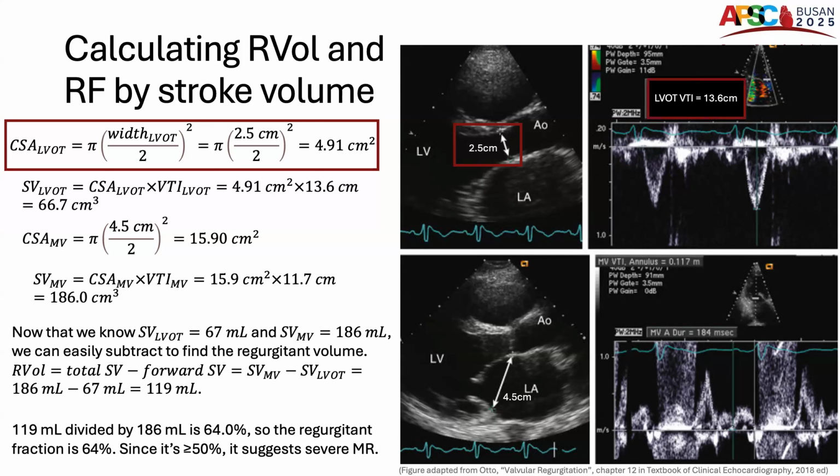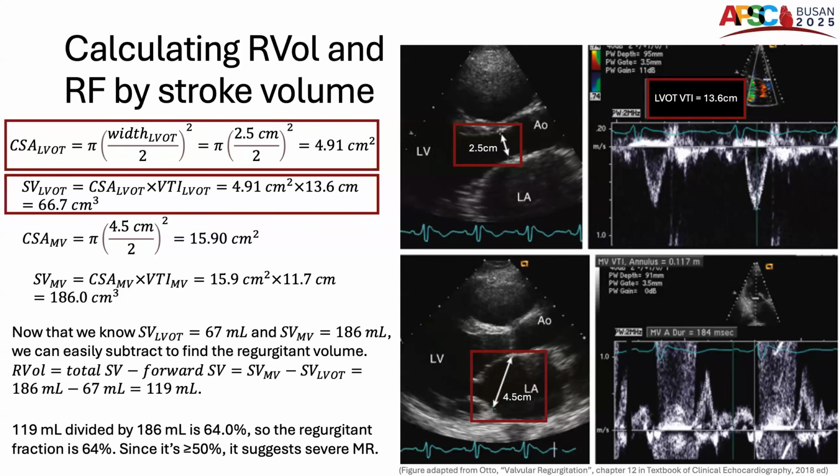In the top right panel, the LVOT VTI is 13.6. So the stroke volume of the LVOT is the cross-sectional area times the VTI. So that's 4.91 centimeters squared times 13.6 centimeters. It gives you 66.7 centimeters cubed, or milliliters.